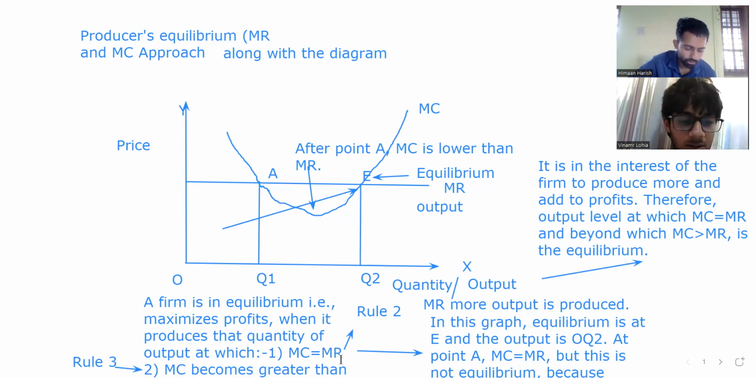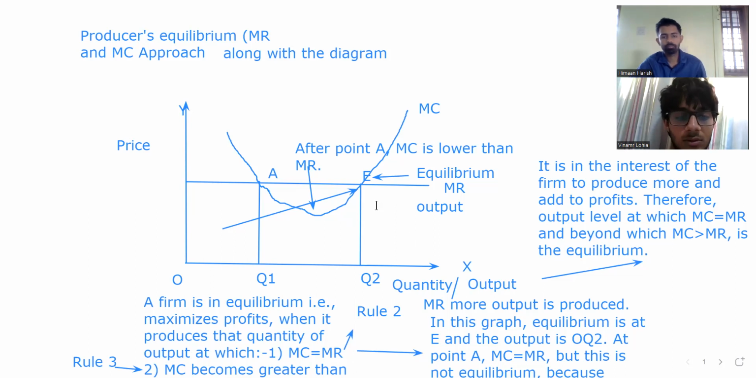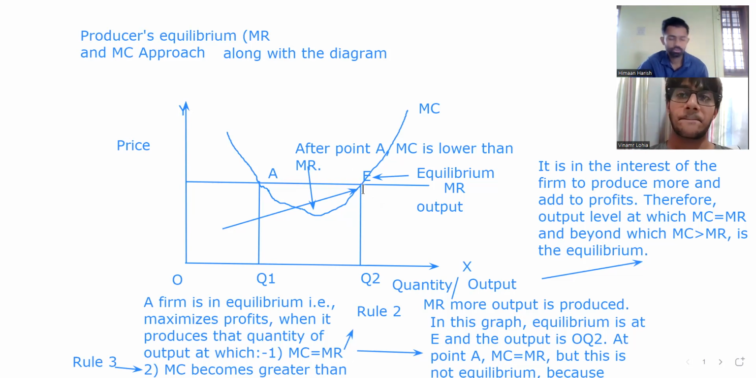And the second order condition is that the MC curve cuts the MR curve from below. The firm has to produce only till OQ2 and not more than that, where MC is equal to MR. Yes, those are the two order conditions, and this has to be shown in the graph.